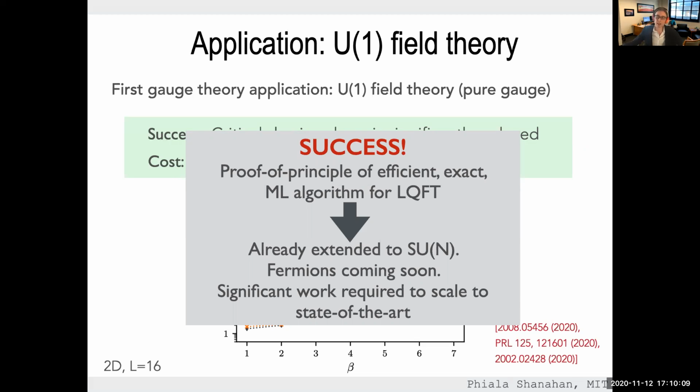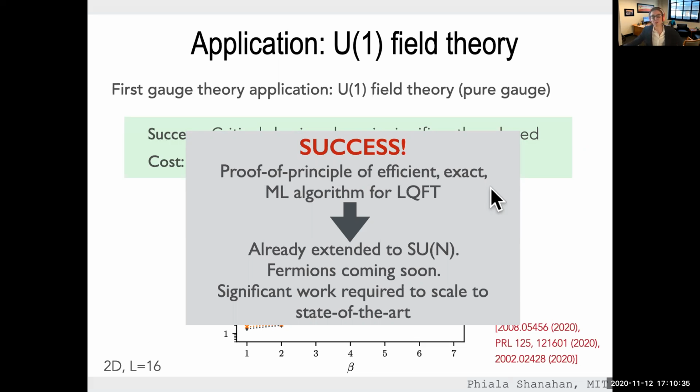We've extended this to SU(N). You can see in this paper here, fermions coming soon. And the big question, of course, where significant work is required, is can this be scaled to the size of state-of-the-art lattice calculations? So we have an early science project for Aurora to try to do this and make this a genuine tool for lattice field theory calculations. And it's promising, but there's a lot of work to do.